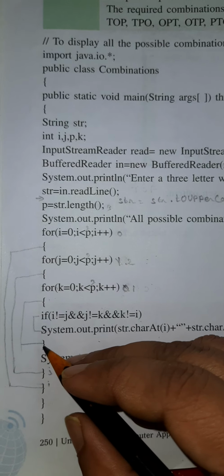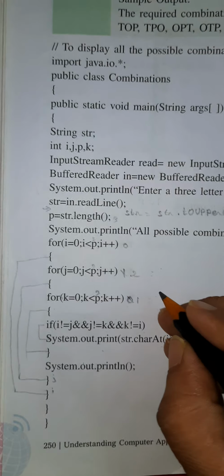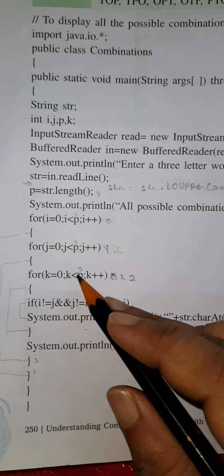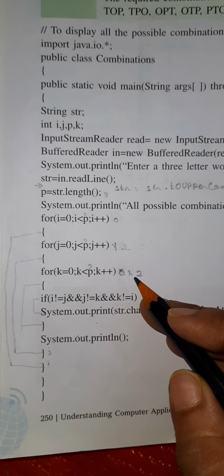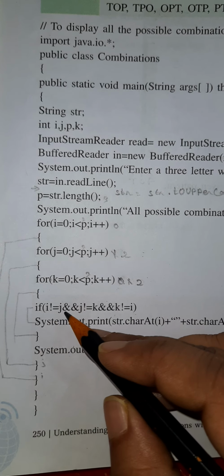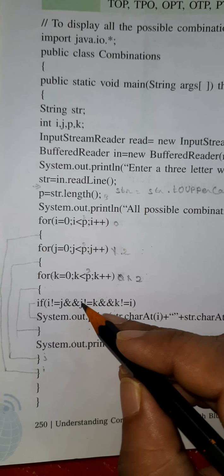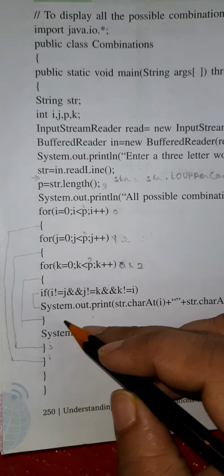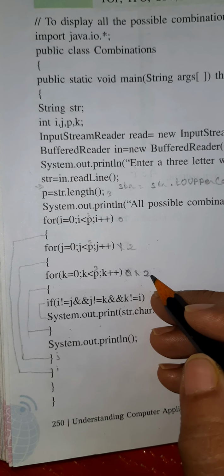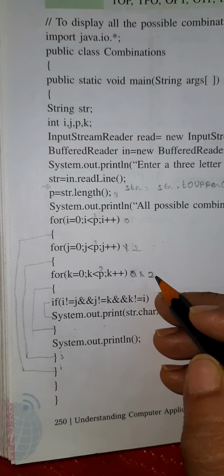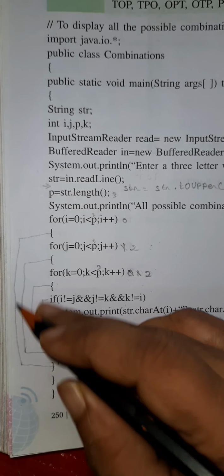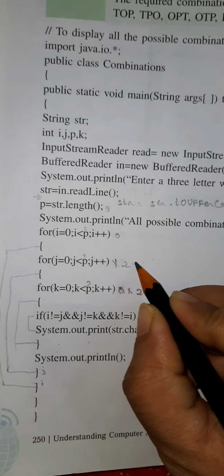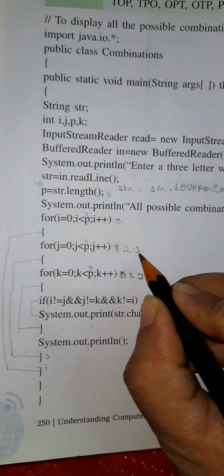Then again it will come to this part. Now K value is 2. 2 is less than 3, so the condition is true. Again it will come. I is not equal to J. Yes, condition true. J is not equal to K? J is equal to K. So it is not going to enter here. So it will come to this part. Now K will become 3, so the condition is false. So it will come to the J part. Now J will become 3. Again this also has the condition false.